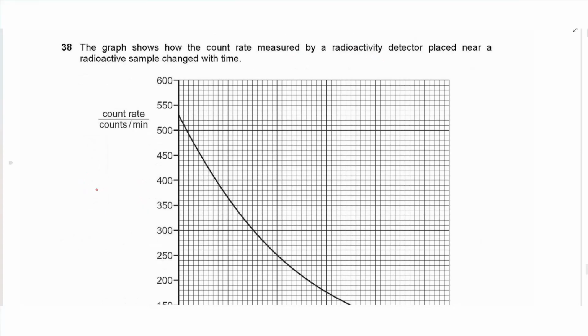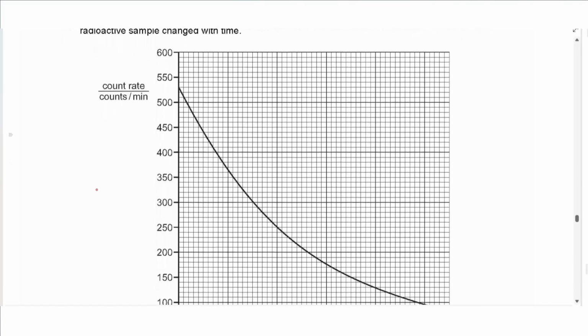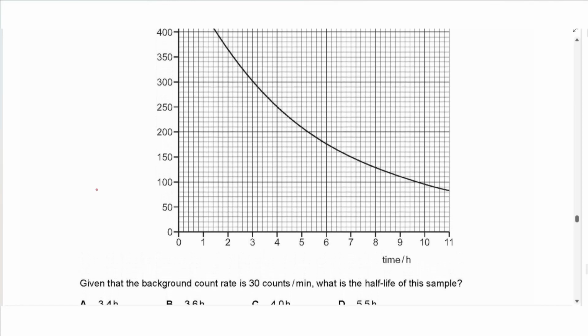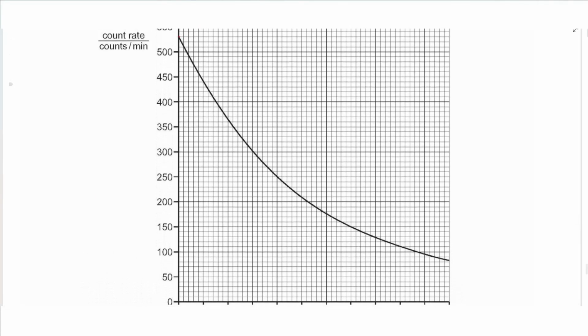Question 38 says the graph shows how the count rate measured by a radioactive detector placed near a radioactive sample changed with time. Given that the background count rate is 30 counts per minute, what is the half-life of this sample? First, we take the first reading, and since we have background, this is 530. We need to subtract the background, which is 30. So we have 500. And then we divide that by 2 for one half-life. That will give us an answer of 250. But to move back to the graph with the background, we need to add the background again. So we add 30. This will give us an answer of 280.